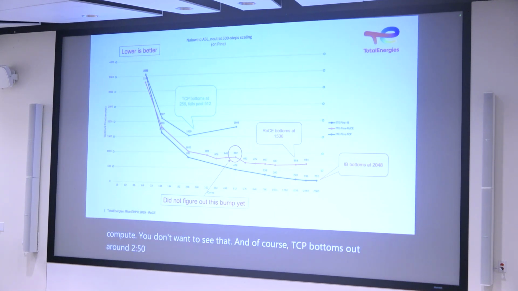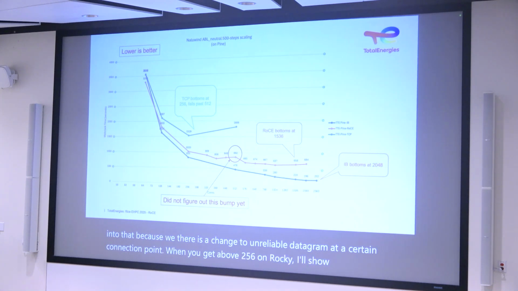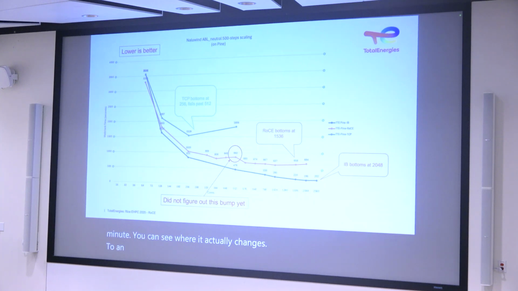It actually fails after 512 unless you do some really specific TCP tricks, because you end up with too many connections, and TCP is not good at managing all those connections, like an all-to-all, basically. This little bump we didn't figure out yet. We're going to start looking more into that, because there is a change to unreliable datagrams at a certain connection point. When you get above 256 on RoCE, I'll show that in a minute, you can see where it actually changes to an unreliable datagram, equivalent to what you'd think of as UDP in a TCP stack.